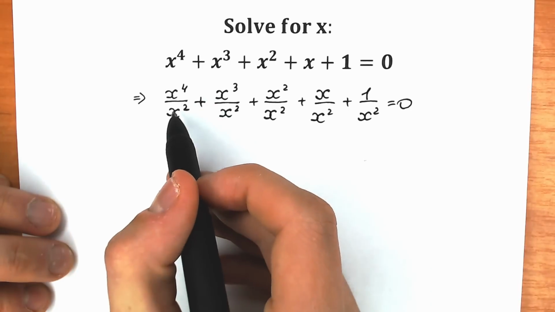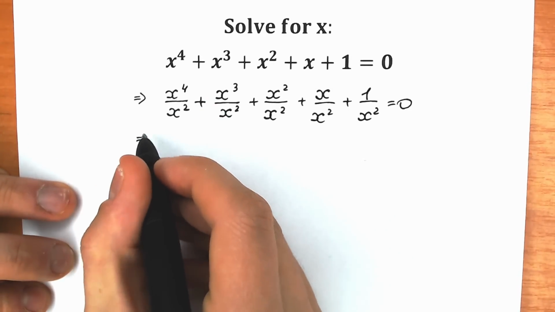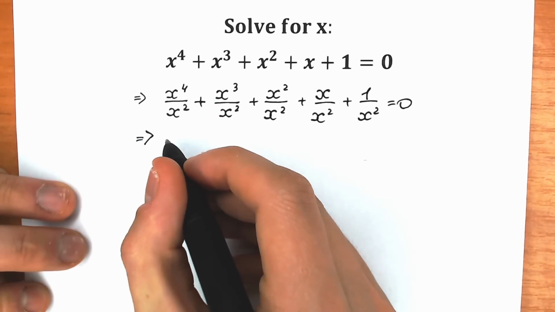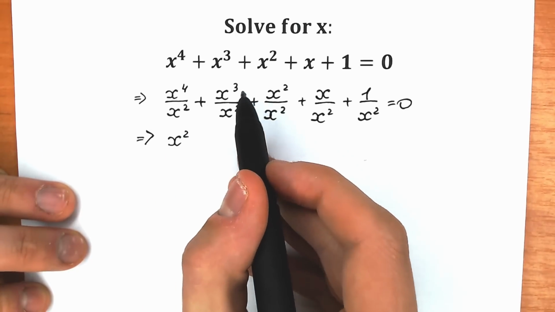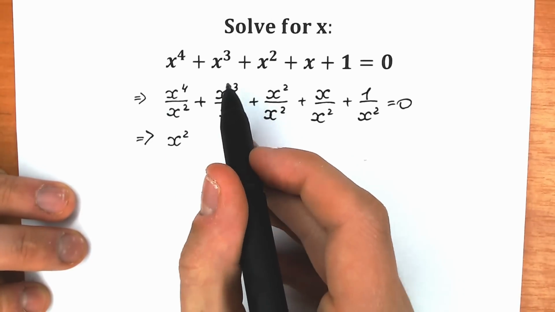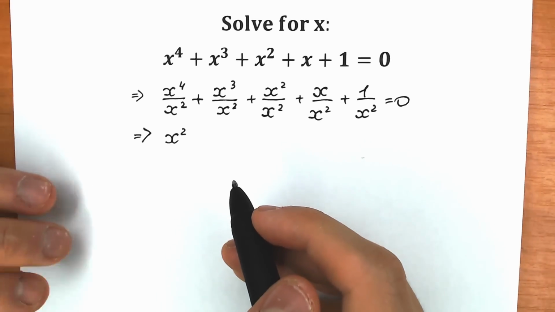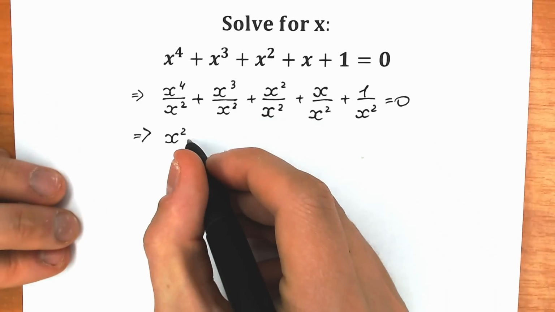x to the fourth divided by x squared. As a result, we have x squared on the left side. First of all, we have x squared. Right here, when we divide it, we have x. Right here, we have only two x's. So as a result, we have only x, in terms of the school formula.